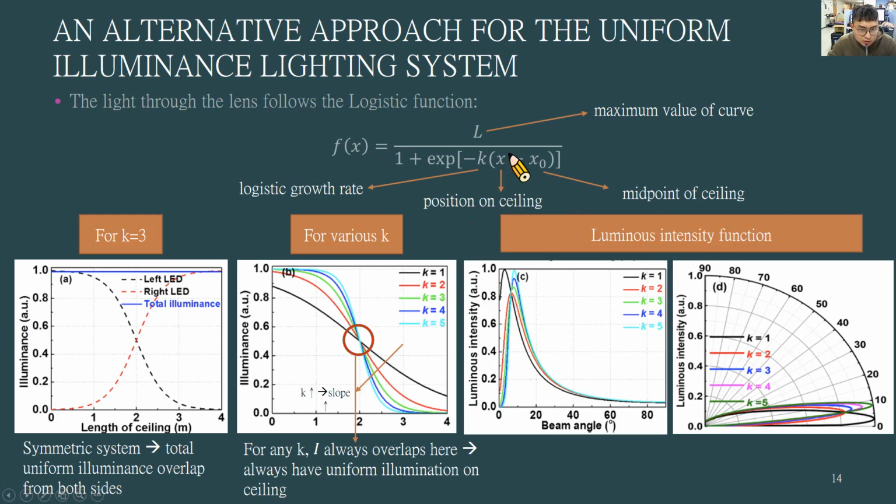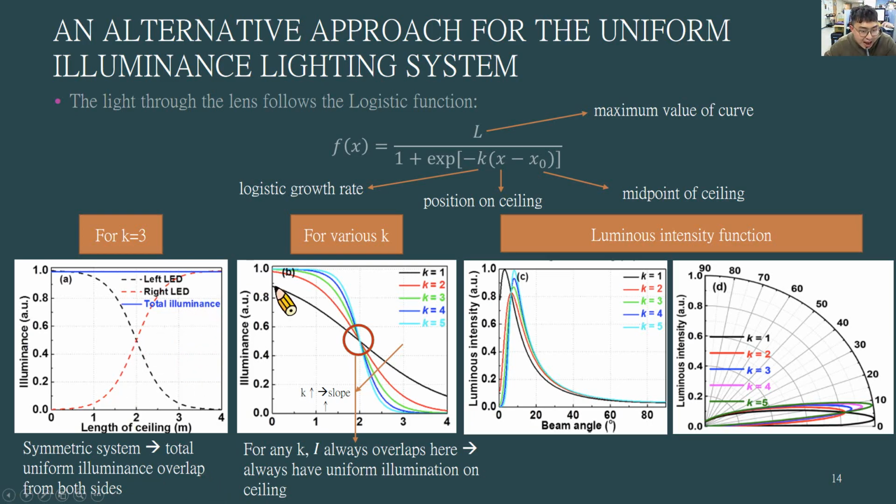This is the logistic function, with the L is the maximum value of the curve, and then K is the logistic growth rate. This is a constant, and then the X here is the position on the ceiling, any position, and then the X0 here is the midpoint position on the ceiling. Okay, if we set, for example, K equals to 3, this is what we get. And from both LED lights, we can obtain a symmetric system. And because it is symmetric, the total uniform luminance overlap from both sides is achieved.